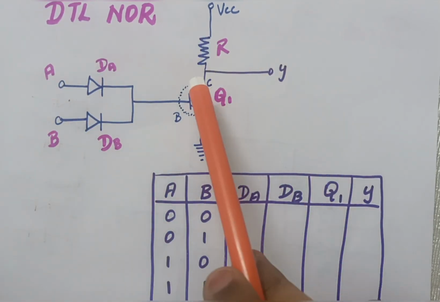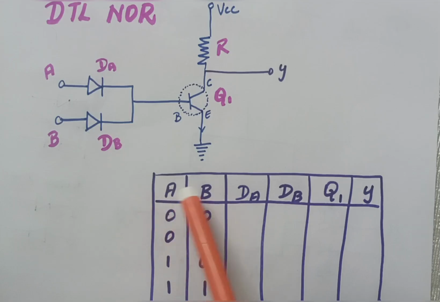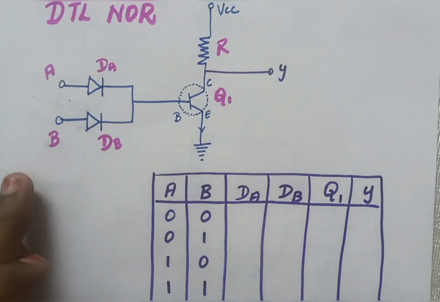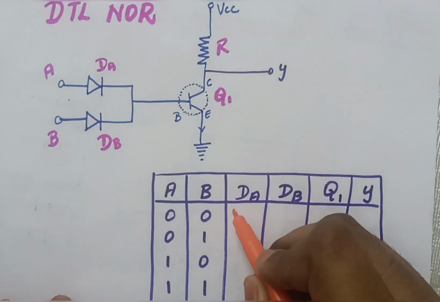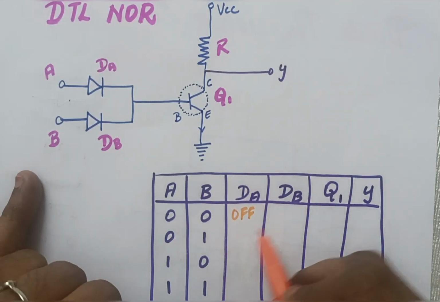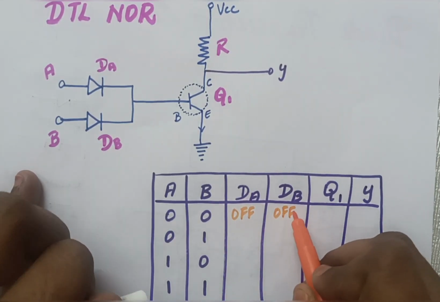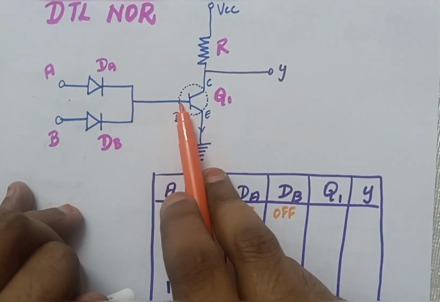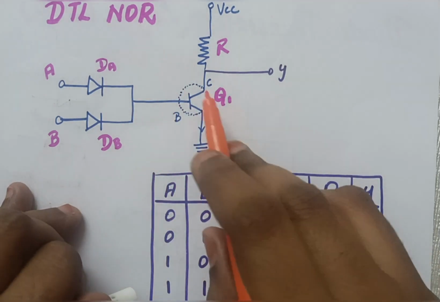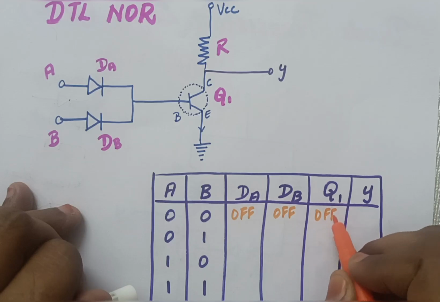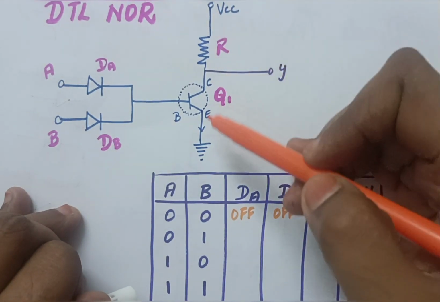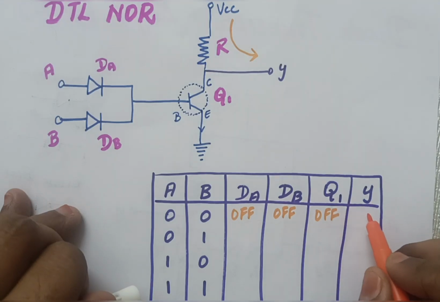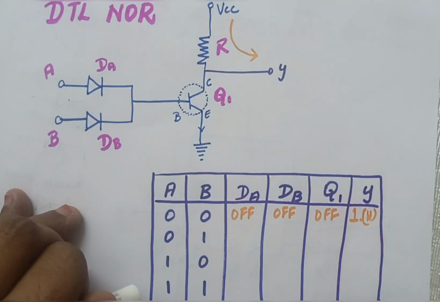So now how does it work? If my value A is 0 and B is 0, what will happen to my DA? So if A is 0, DA will be in off state. Similarly, my DB will be in off state, since B also has 0 value. So off state. What will happen to Q1? Since both are off, this Q1 also will be off. Nothing happens. Off. So I won't have the supply going into the ground. My supply will directly go into Y. So my Y value will be high, which is 1.